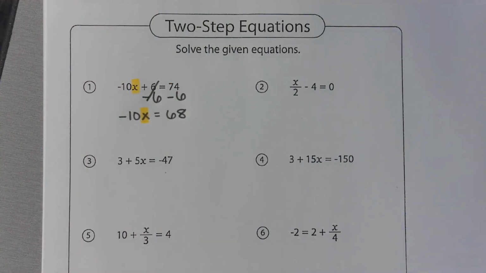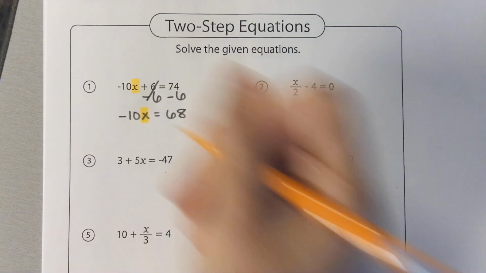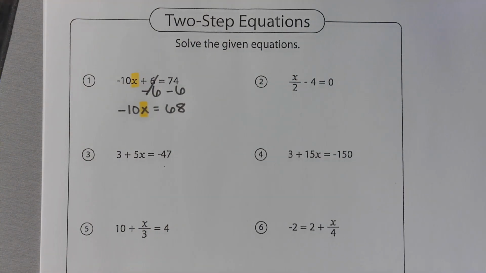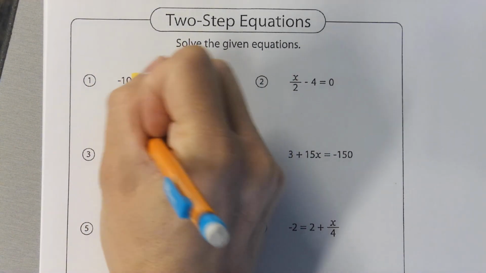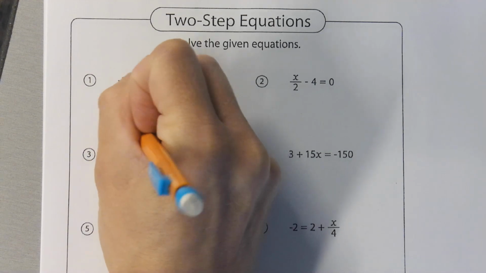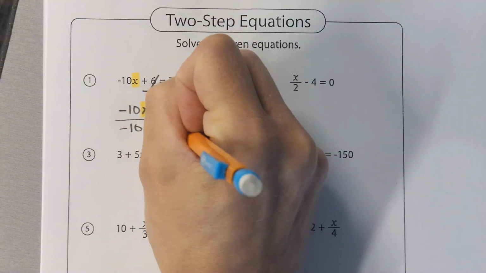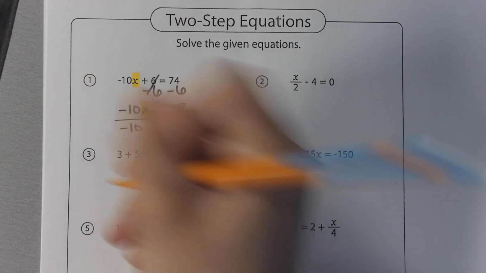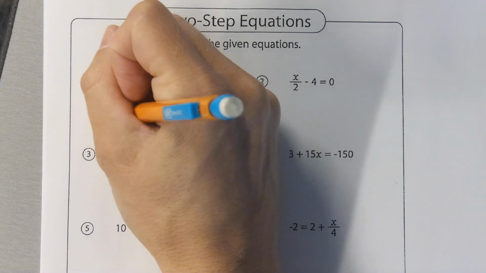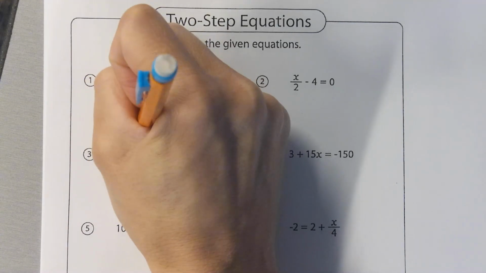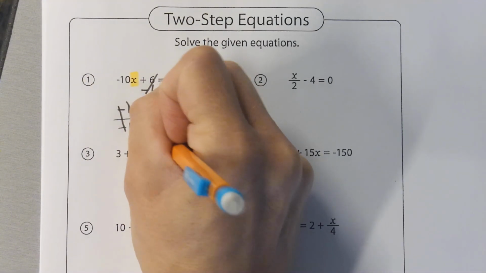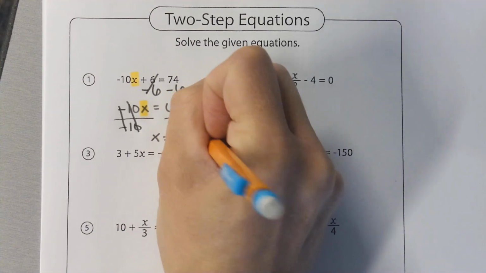Yeah, we're going to divide to get rid of it. So again, think about what's happening. We have multiplication, so the opposite would be to divide. Well, hold on. So we should get a decimal, right? Yeah. Yep. X equals negative 6.8.